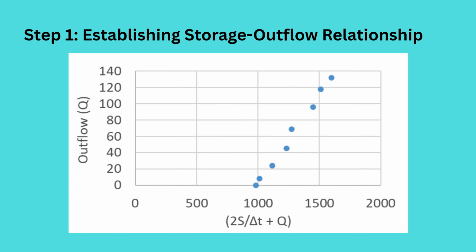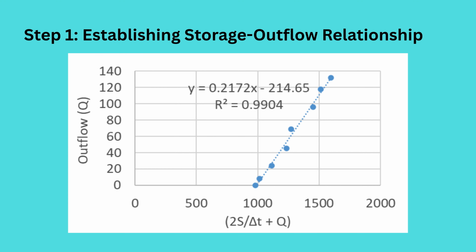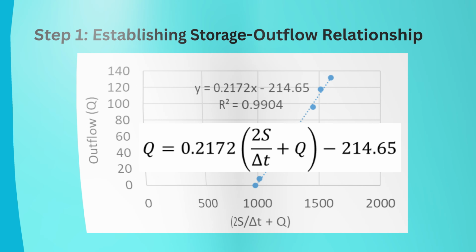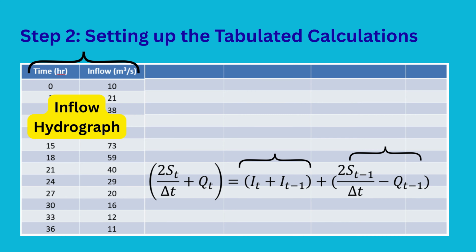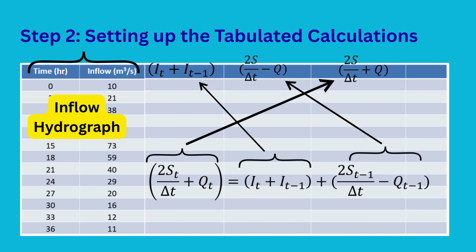Then we plot 2S over delta T plus Q and Q, where 2S over delta T plus Q is on the x-axis and Q is on the y-axis. We then fit a line and find the equation. In the second step, we set up the tabulated calculations. The first 2 columns will be allocated to the inflow hydrograph data, time and inflow. The next 2 columns are for the right side of the continuity equation. First, I_t plus I_(t-1), and second, 2S over delta T minus Q. Then comes our left side of the equation, 2S over delta T plus Q. Finally, the last column will be for our desired output, the outflow Q.